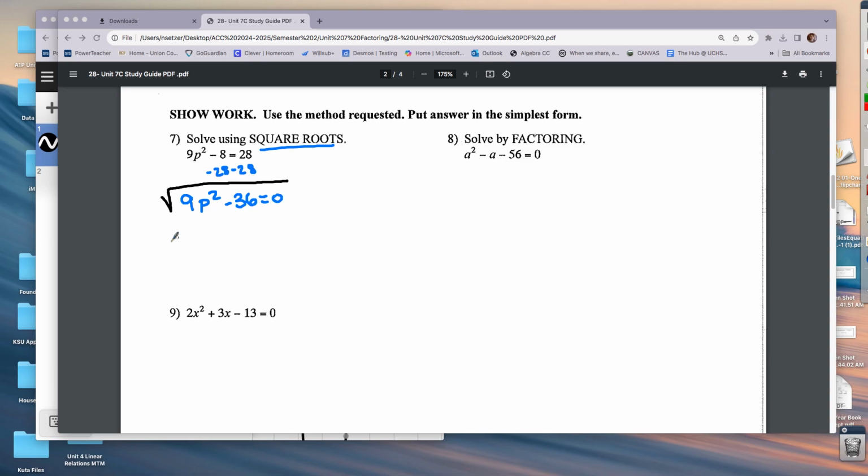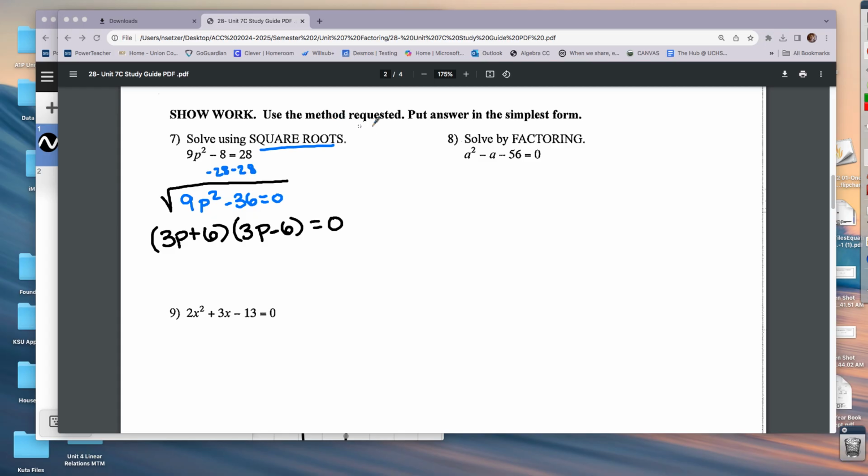So now I'm going to take this whole thing and square root it. And when I square root it, I get the square root of 9 is 3. The square root of p squared is p. The square root of 36 is 6. And because it's times itself, there's 2 factors. And because it's minus, to get a negative, I have to have a positive and a negative sign. So those would be my 2 factors, and they both equal 0. These are the factors. I am not done.